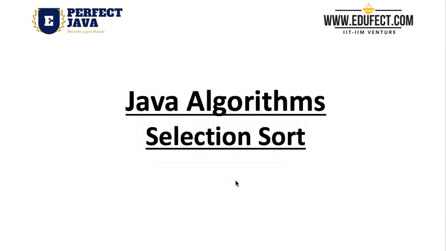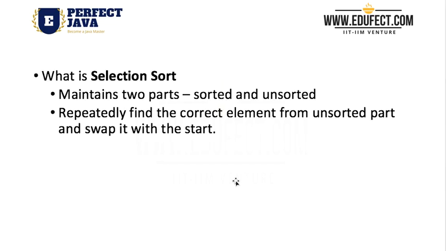In this lesson on Java algorithms, we will learn about another sorting algorithm, which is selection sort. So what is selection sort? Selection sort maintains two parts, and if you're using an array, it will create two parts in the same array. One is sorted and the other is unsorted. And from the unsorted part, it will pick up the correct value to be put next into the sorted part.